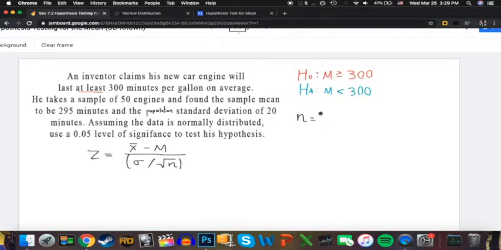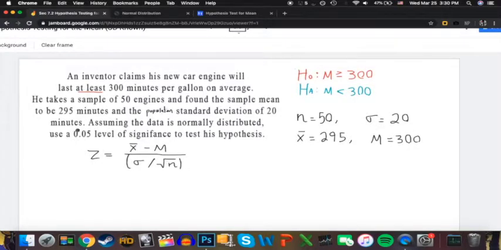N in this case is 50 because we have 50 engines. The sample mean is 295. Your population standard deviation is 20. And your population mean is actually going to be the same as the one from the claim. So mu is going to be equal to 300 in this case.